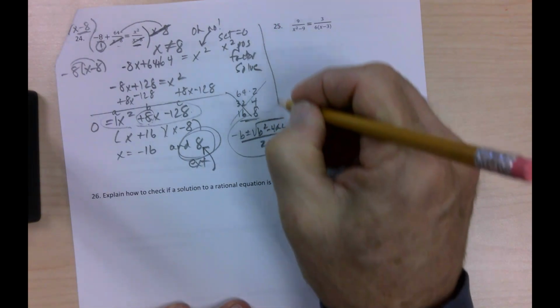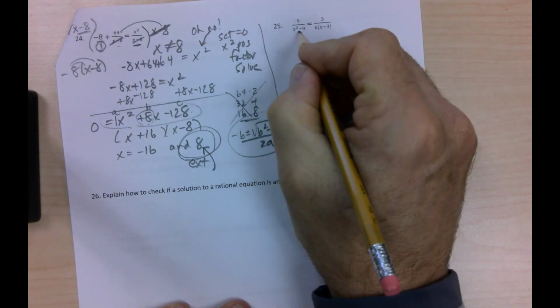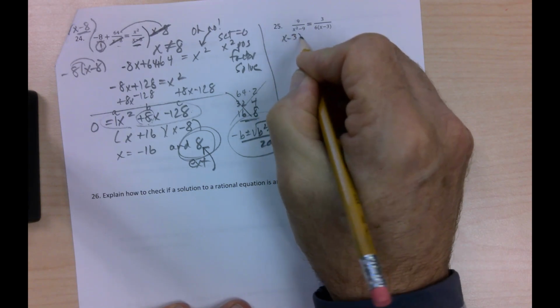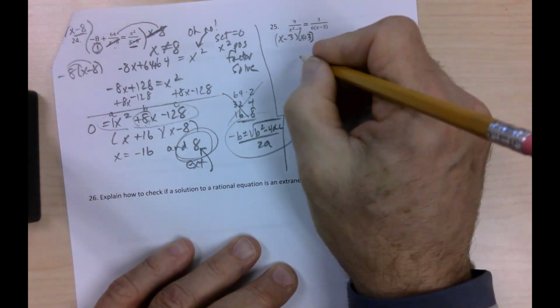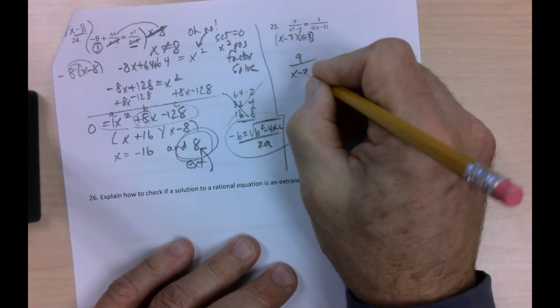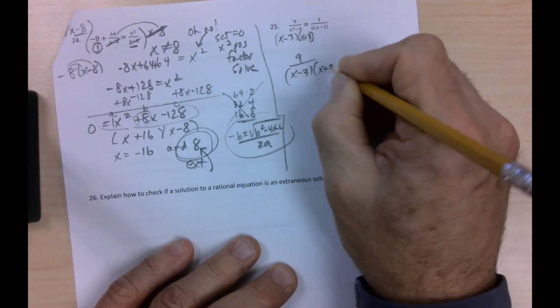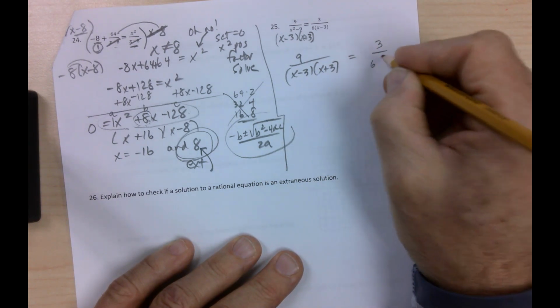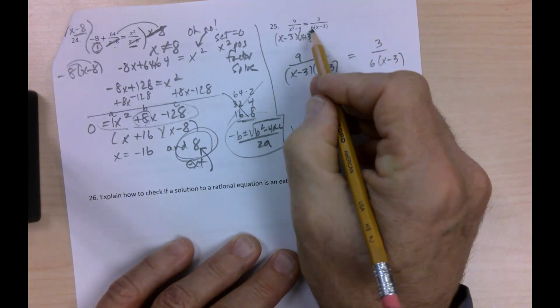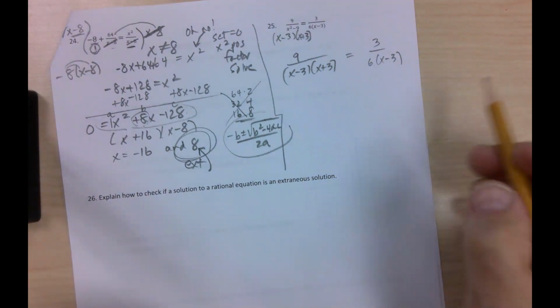So we're going to move on to 25. We're almost done. Don't forget to factor if you can. X minus 3, x plus 3. I'm going to rewrite this. X minus 3, x plus 3. Give myself some space here. 3 over 6 times x minus 3. Don't distribute this through. That's just going to cause nightmares.